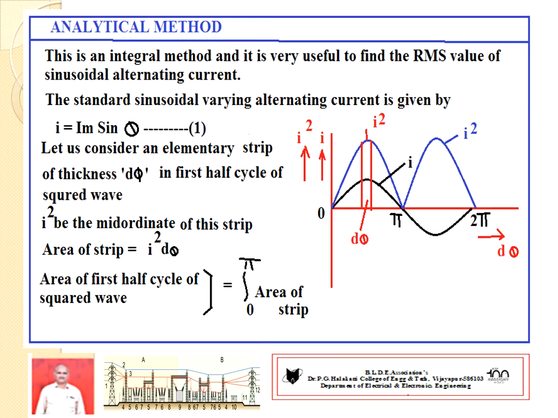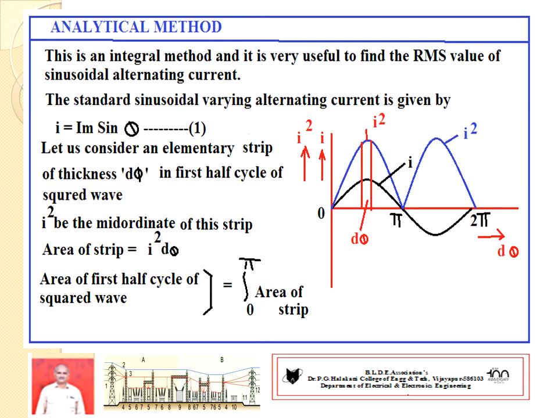Number 2, this is very important from the examination point of view. Derive the equation means you go for analytical method only. Previous is to understand the expression. So, now this is an integral method which is used to find the RMS value of sinusoidal varying alternating current.